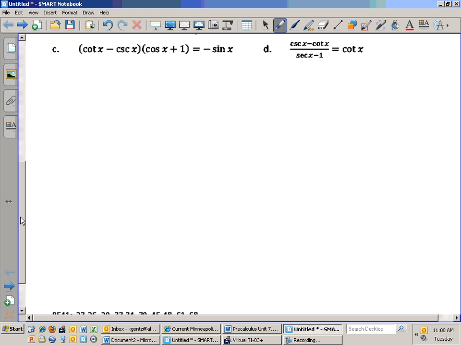C is an excellent problem, and C has the possibility to get you lost somewhere along the way. So I really got to focus here. All this stuff on the left-hand side is apparently equal to negative sine of x. And so we're going to give it a shot. What would you like to do first? Let's multiply. It is factored. Let's multiply. Cotangent times cosine is cotangent of x times the cosine of x. At least we're making progress.